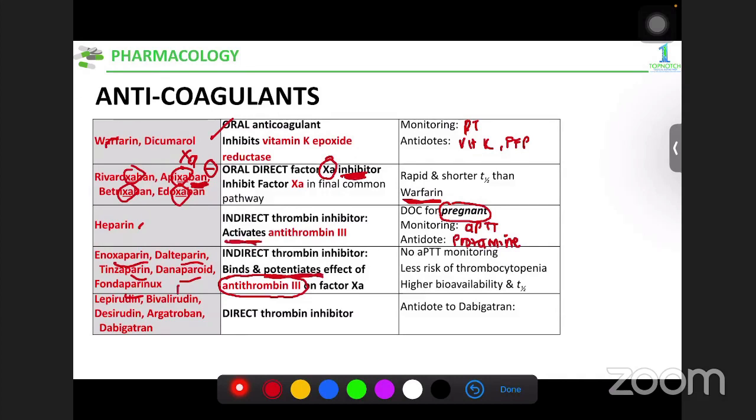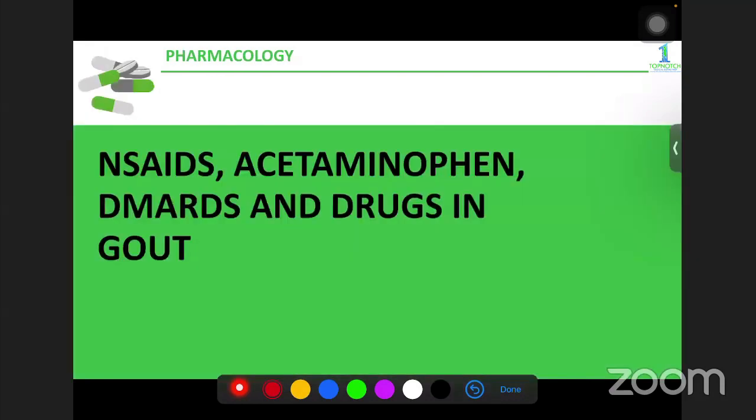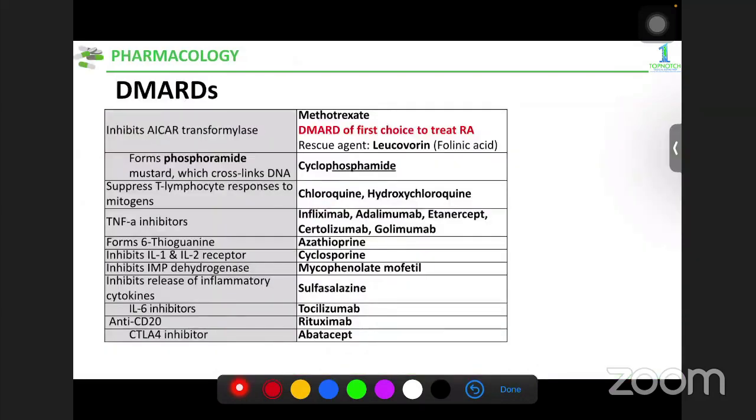So these are your low molecular weight heparins. The difference is that you don't monitor them with APTT. Then, what is the antidote to dabigatran? That is idarucizumab, right? Idarucizumab. Okay? So again, memorize these antidotes. What else to memorize? The unique indications. So again, unfractionated heparin for your pregnant patients. Then let's move on to other drugs, DMARDs.